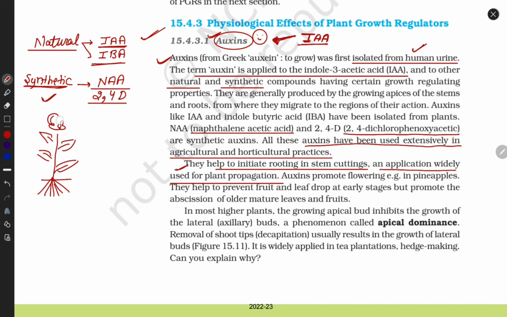When we were studying auxin, we found that if we cut the tip part of the grasses, then they do not show dependency towards the light. It means auxin is synthesized here at the tip part of the shoot and the tip part of the root. So what do they do? They increase height towards the light.